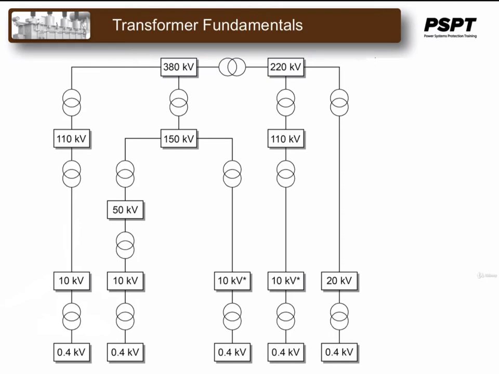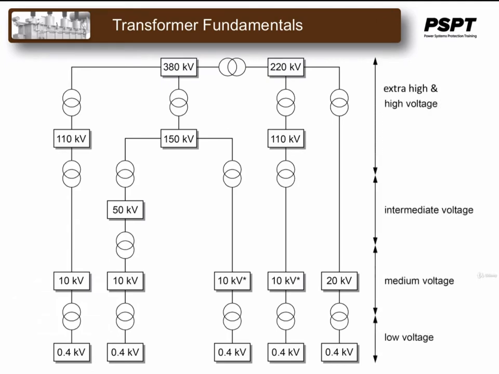And here is what the levels might look like connected into the system, starting at the highest voltage of 380 kV and dropping down to 400 volts.